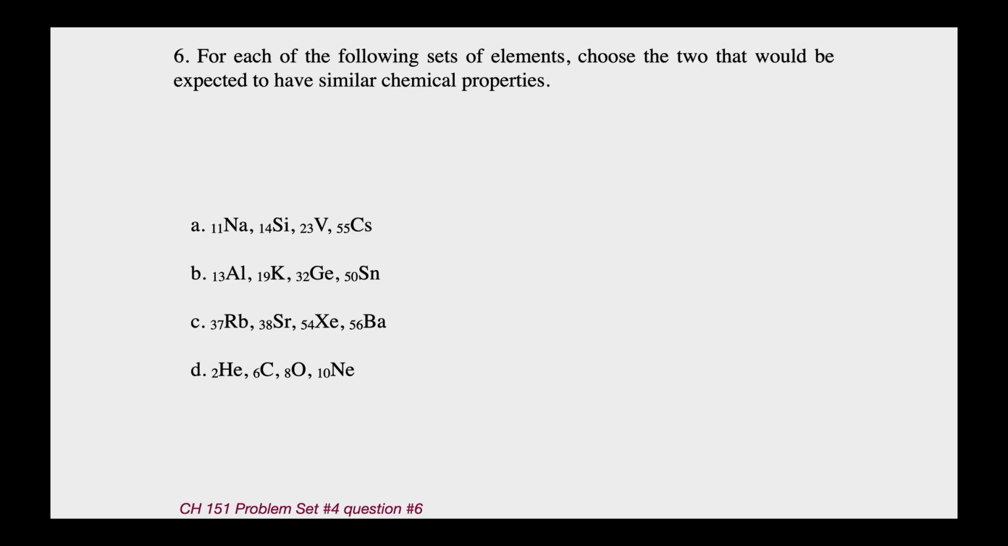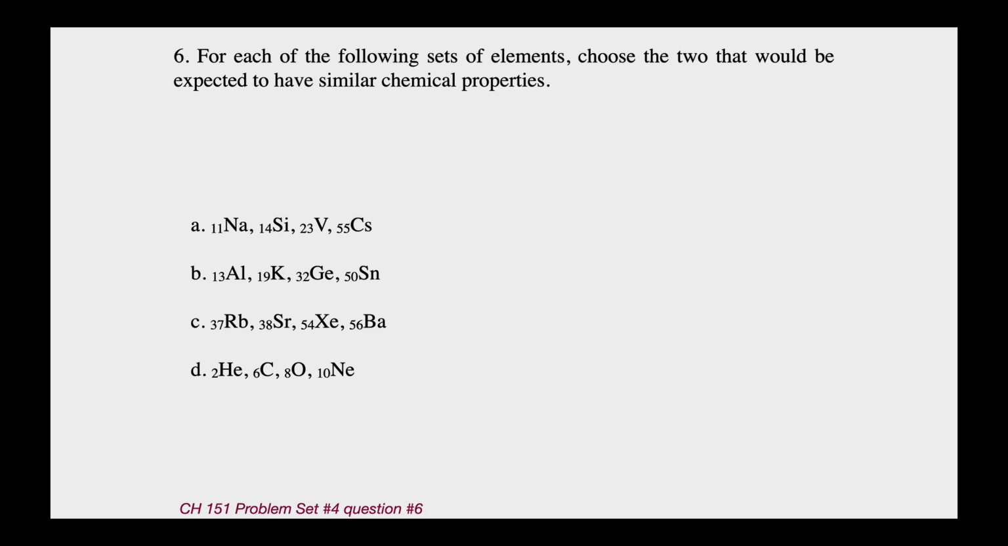For question number 6, we're going to step back a little bit. We're going to look at the periodic table. And it says for each of the following sets of elements, choose the 2 that should have similar chemical properties. And a periodic table would be super helpful in this problem. In this problem, you want to look for 2 elements that are in the same column, the same up and down area on the periodic table, because elements in the same column usually have similar properties.